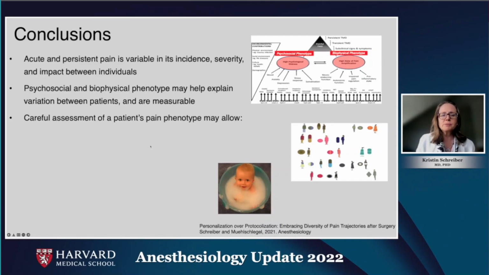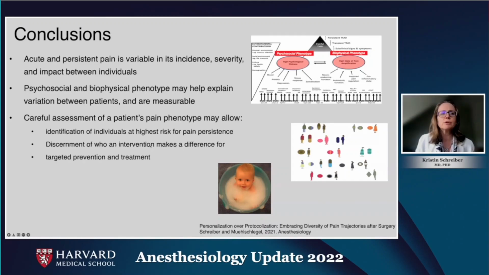A careful assessment of someone's pain phenotype before surgery could allow identification of individuals at highest risk of pain persistence, discernment of who an intervention might make a difference for, and hopefully help us target our prevention and treatment so that we don't throw the baby out with the bathwater. And maybe even give us some insight into modifiable mechanisms. Perhaps behavioral interventions in the perioperative period would be helpful as well, and help us personalize pain treatment.